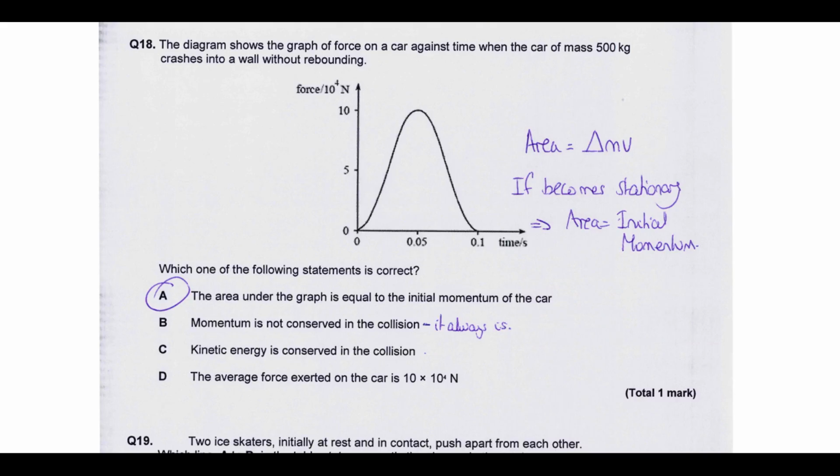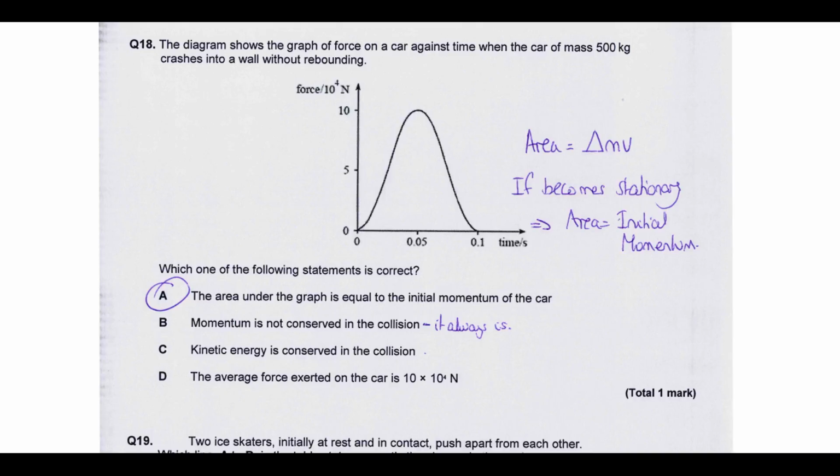Okay, so we've got a diagram showing the force on a car when it crashes into a wall and doesn't rebound. So we know its velocity becomes 0 if it doesn't rebound during the collision. So if it becomes stationary, the change in momentum of the object must be equal to the initial momentum of the object. That's how it becomes 0. So the other thing you should need to know is the area under a force time graph represents the change in momentum. So essentially the area has to be equal to the initial momentum, which is A. So A is going to be correct, but let's just check with the others.